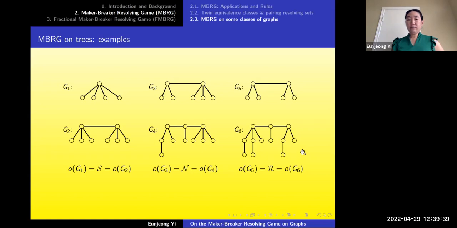Any questions? So we were fortunately able to completely characterize the tree situation on the outcome of MBRG. Next.